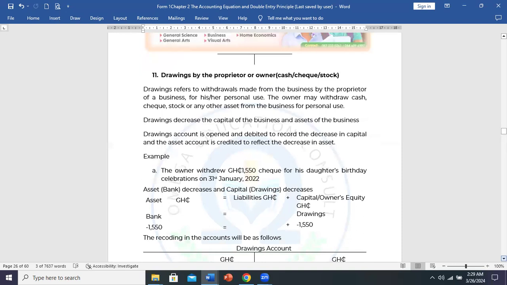Okay, let me do this quickly. When we say drawings, it simply means that the owner of the business is taking something away from the business. What could that thing be? It could be cash, it could be money in the bank, or it could be the goods. Sometimes it could even be an expense. But in the case of an expense, it means that the owner is adding his or her private expenses to the expense of the business.